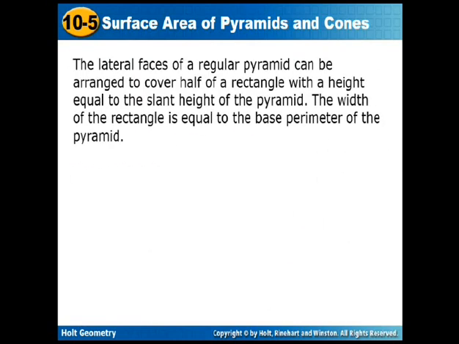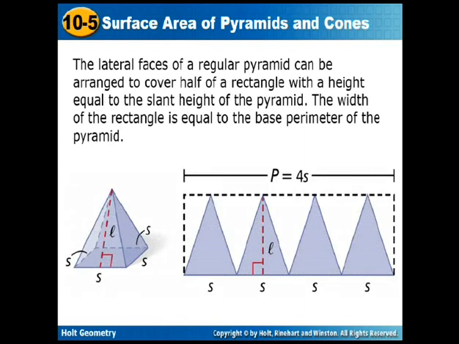Now, the lateral faces of a regular pyramid can be arranged to cover half of a rectangle with a height equal to the slant height of the pyramid. The width of the rectangle is equal to the base perimeter of the pyramid, as you can see here. When we open the pyramid, this is a square pyramid, we have here four triangles. These are the lateral faces of the pyramid.